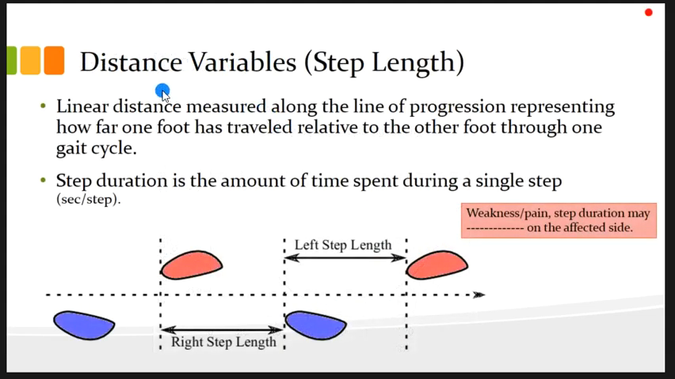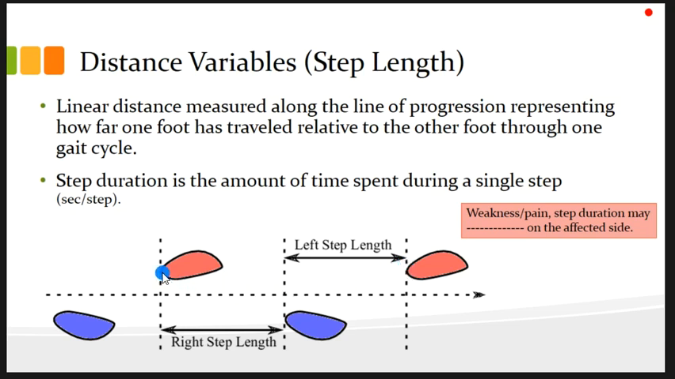Going to the distance variables, we're looking at this slide on step length. So you can see the right step length and the left step length. So if you look at the heel of your right foot and measure that distance until the heel of the left foot, or where that would remain in contact. So not the diagonal distance, but just a straight line from A to B here. That would be the left step length.